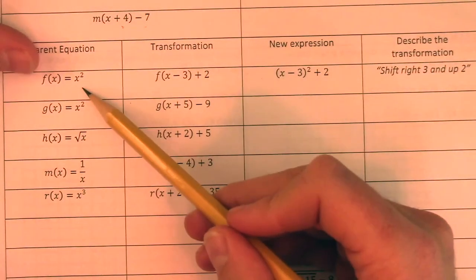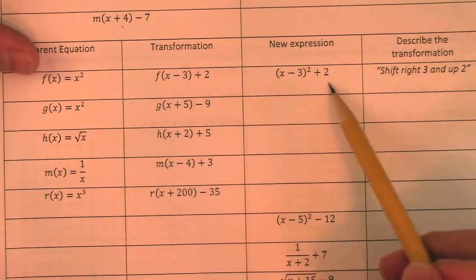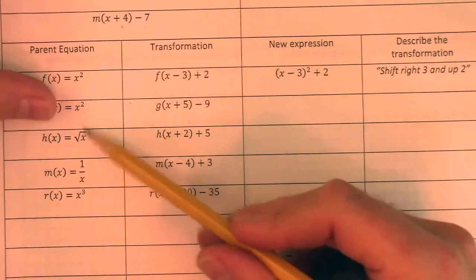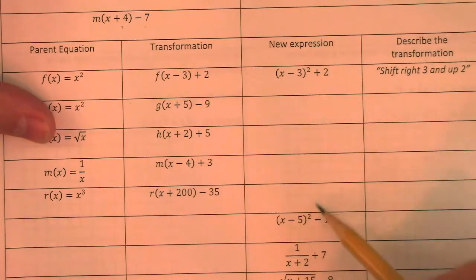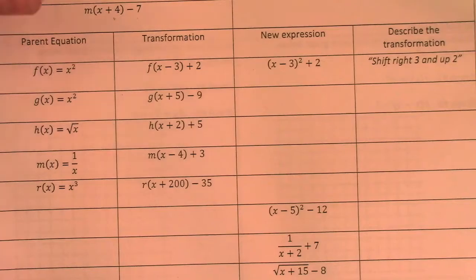Here's what the parent graph could be. Here's the transformation. This is what the expression would be. And then this means shift it right 3 and up 2. And it doesn't matter if I'm talking about x squared or the square root of x or any of these. As you fill them in, you'll get these new expressions that'll use the parent graph. So I've got an answer key. I'll show you what that looks like.